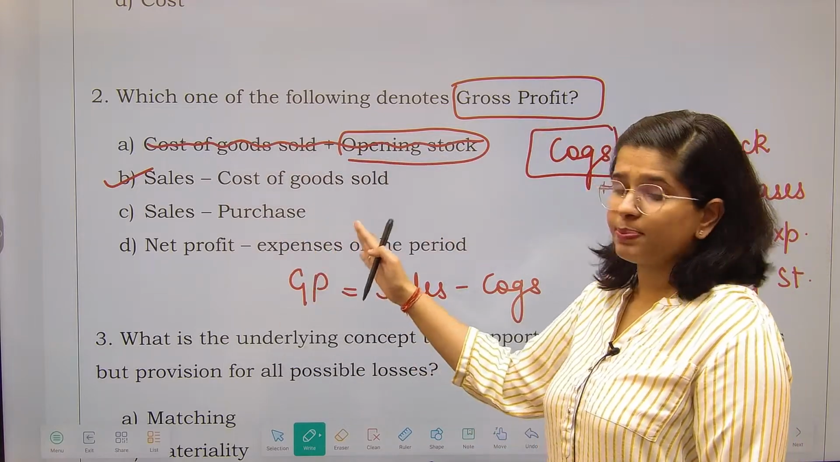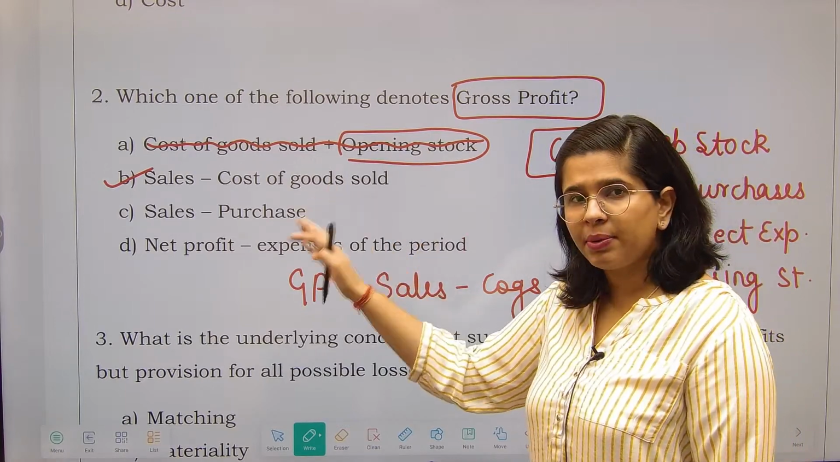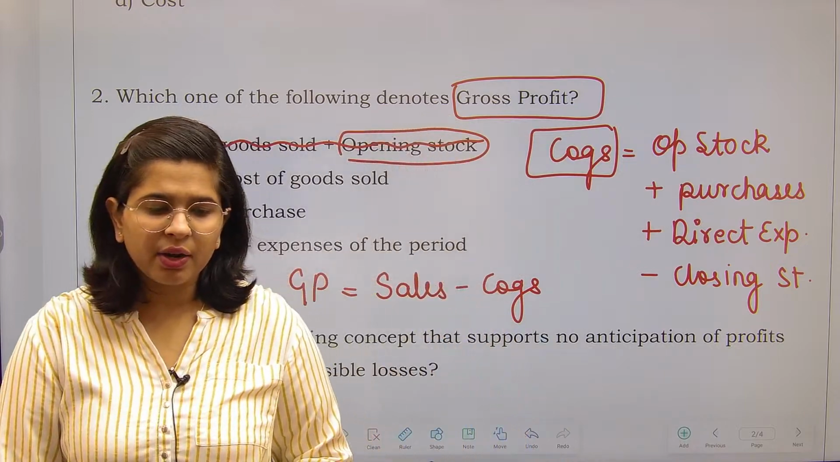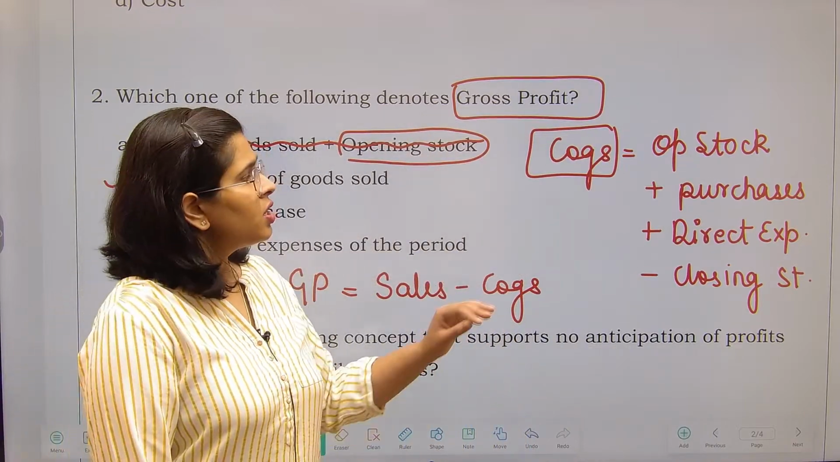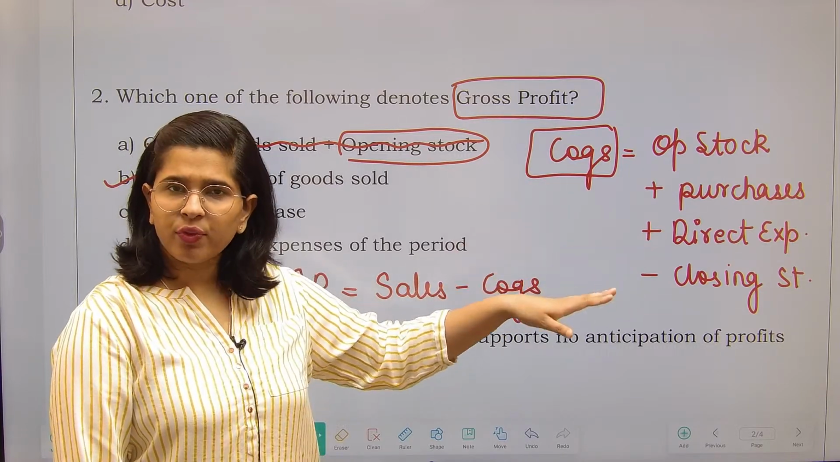Next is sales less purchases. We have to understand that we not only have to deduct the purchases. There are so many other expenses as well that are incurred in order to produce the output, so we have to add them as well. The direct expenses like carriage, etc., we have to add them.